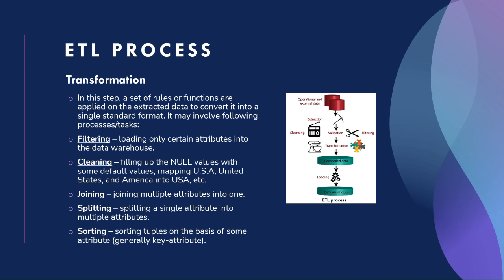So let's discuss each of these operations in detail. Filtering: loading only certain attributes into the data warehouse. Cleaning: filling up the null values with some default values, mapping USA, United States, and America into USA, etc. Joining: joining multiple attributes into one, which may be similar to each other. Splitting: splitting a single attribute into multiple attributes. Sorting: sorting the tuples on the basis of some attributes. The transformed data in a suitable format is then fed into the next step, that is loading.